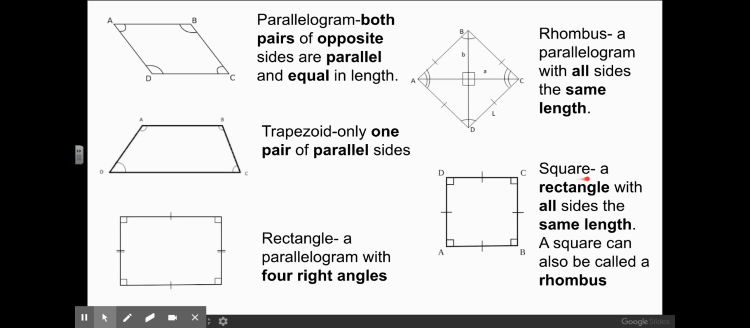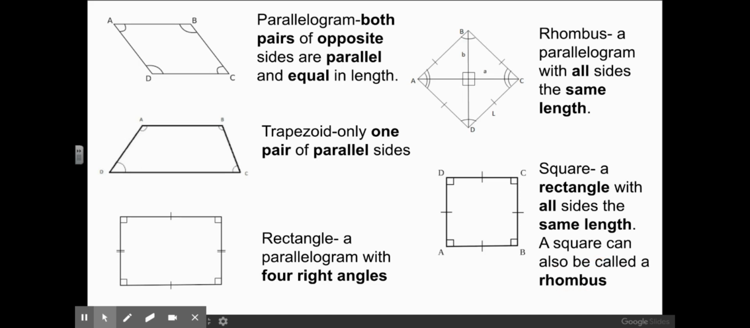And then finally we have square. It says a rectangle. Oh, notice that rectangle over here said that all angles were right angles. So a square must have all right angles if it's saying that a square is a rectangle, right? So a rectangle with all sides the same length. Oh, that was also the definition for rhombus. So a square can also be called a rhombus.